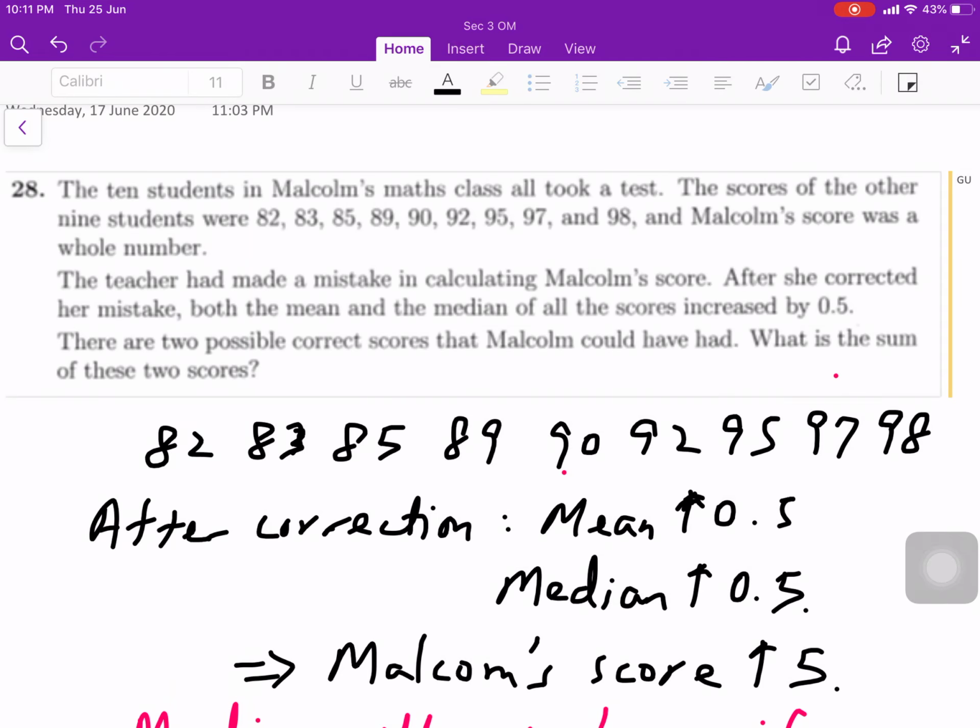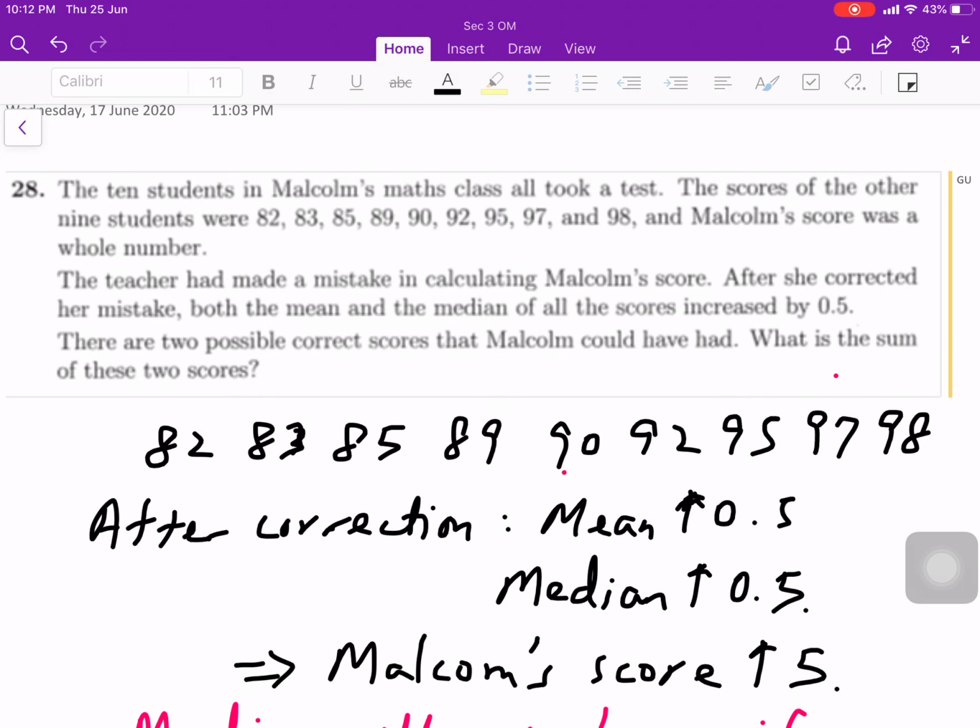Okay, let's look at question 28. It says that the 10 students in Malcolm's math class all took a test. The scores of the other 9 students are given as follows, right? And Malcolm's score was a whole number.